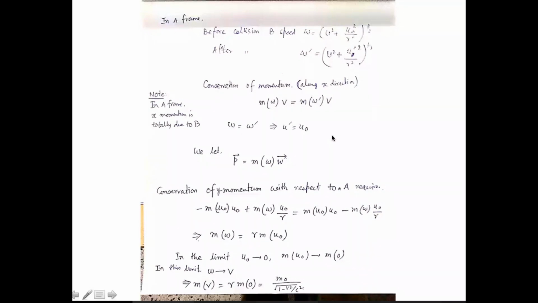Fine. So we identified what is U prime. U prime is actually U naught, nothing else. Now we are ready to define the momentum. So here we have included the velocity dependence in mass. So I write a generalized form of the momentum that it is still in the mv kind of form, but now this mass has got a dependence on the velocity.